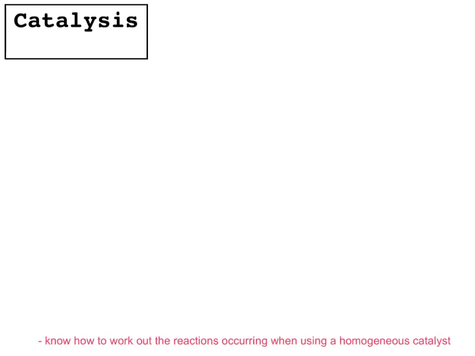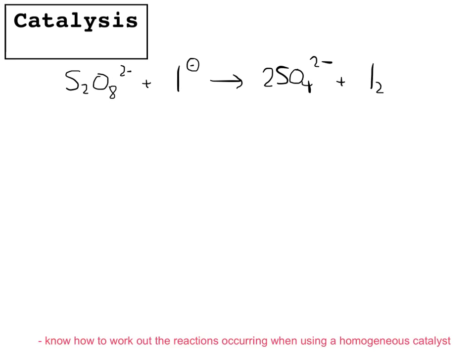Another set of catalyst equations that you need to know relates to the following reaction. S2O8 2- plus I- goes to make 2SO4 2- plus I2. We need two iodide ions in order to balance that. And this is catalysed using iron.